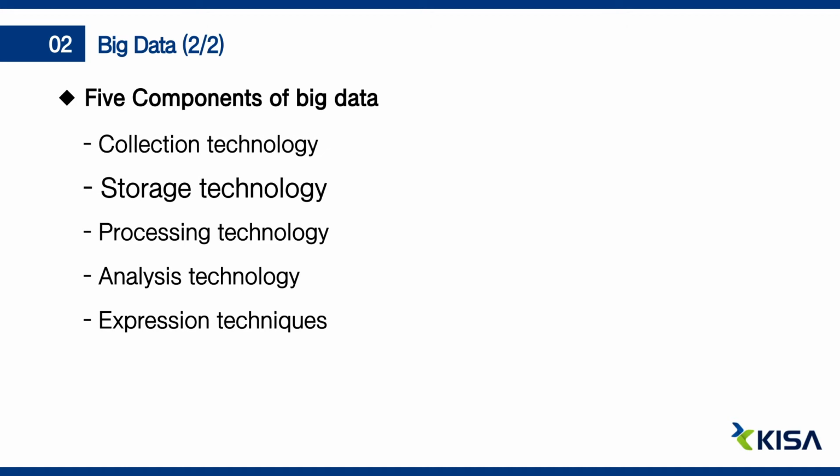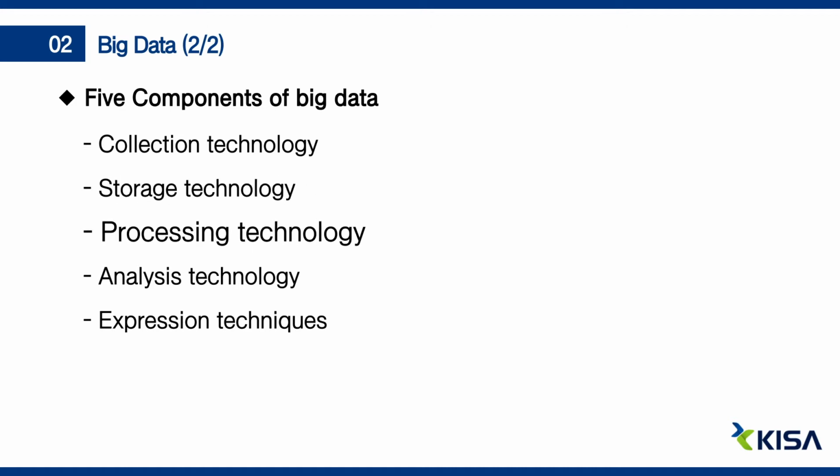Storage technology supports key-value storage methods rather than traditional relational databases. It includes HBase, Cassandra, MongoDB, CouchDB, etc. Processing technology is important to handle big data in a timely manner. For example, MapReduce is included in processing technology. However, MapReduce supports batch processing rather than real-time processing. As a result, platform composition using Spark is emerging nowadays.